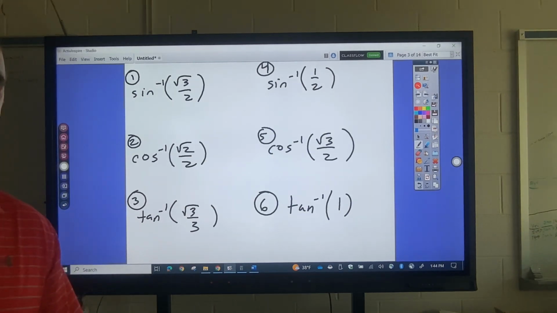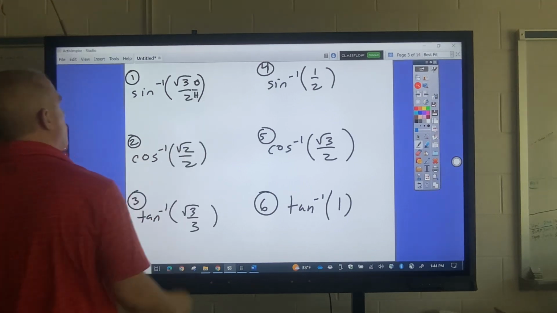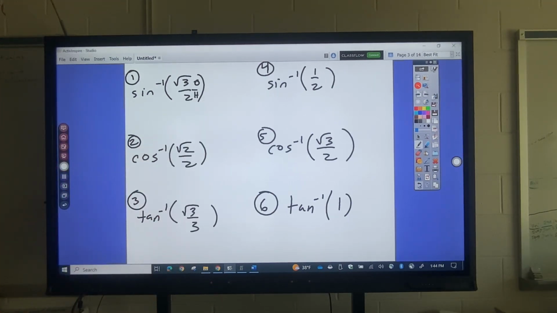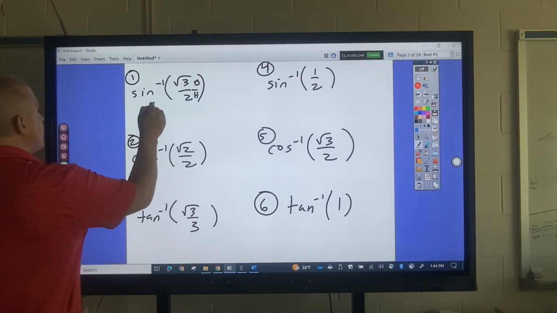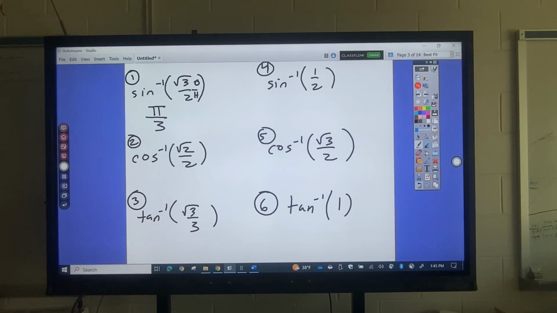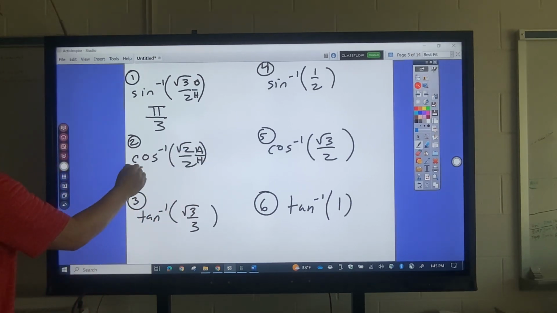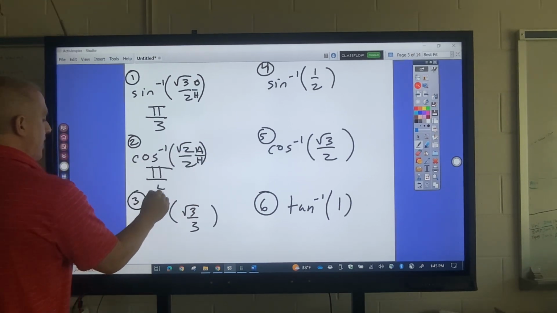So here's the concept. I'm going to go through some basics. The idea is, in the cosine triangles, where is the O square root of 3 and the H 2? Well, that is in the pi over 3 triangle. If I look at the pi over 3 triangle, you'll see if you found the sine, O over H, it would be that. The cosine one, where is the A square root of 2 and the H 2? That's going to be the pi over 4 triangle.